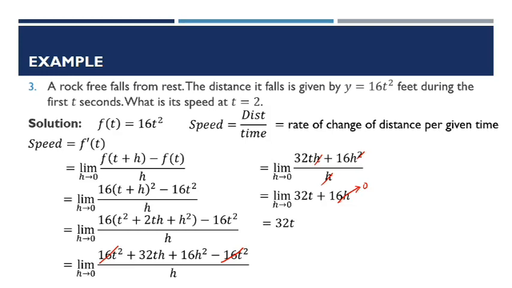Ang matitira ay 32t. And what is the speed at t is equal to 2? Substitute 2. At t is equal to 2, f prime of t is equal to 32 times 2, which is equal to 64. And the speed has a unit, feet per seconds. Okay, so since naka-feet per seconds.